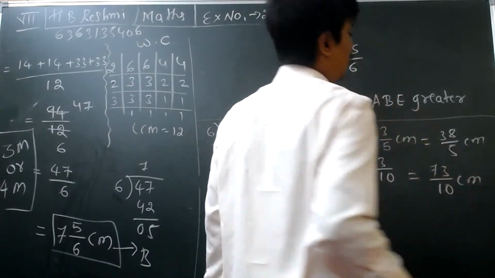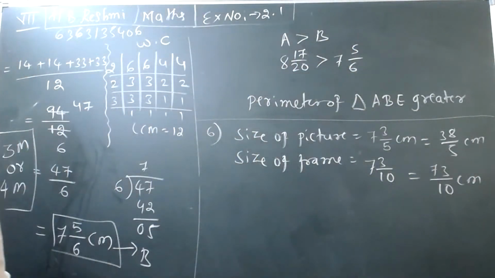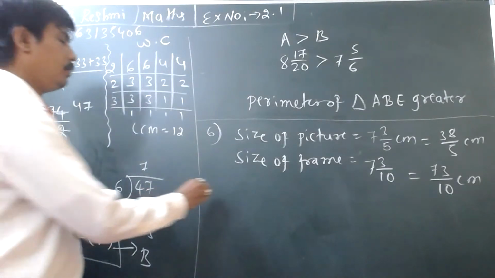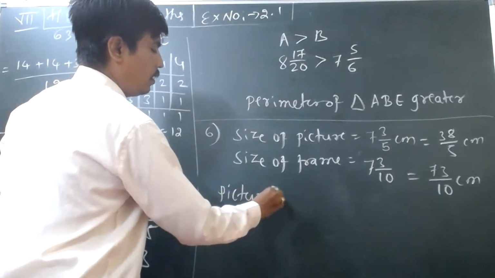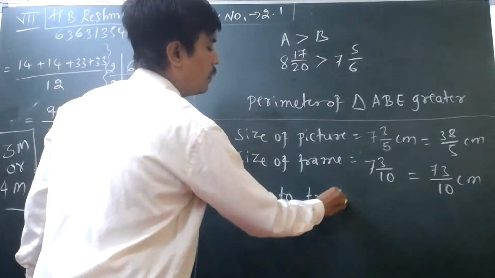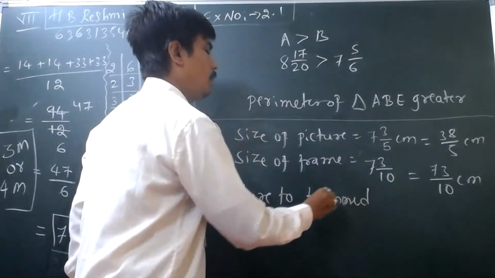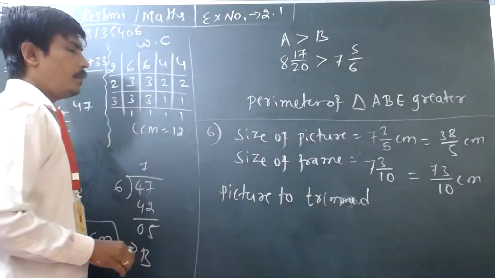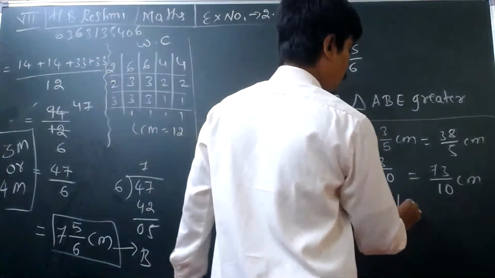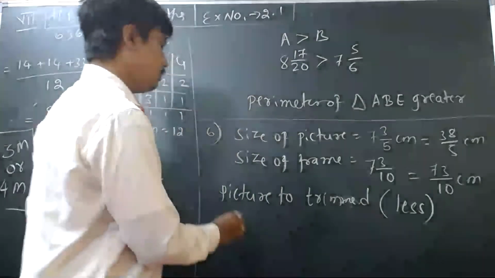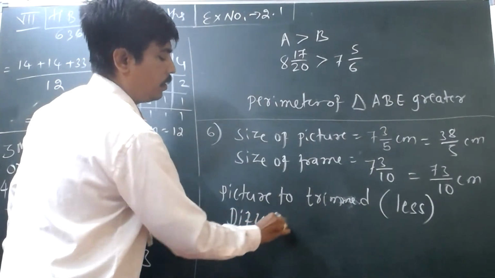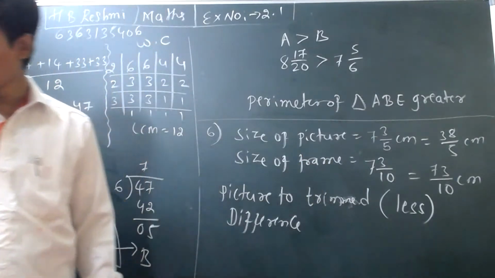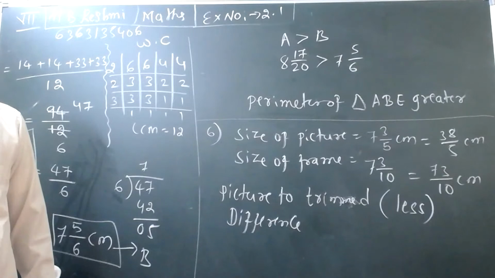Centimeter. Now what do we have to do with the trimmed? Trimmed means we have to make it less. What do they use with the word trimmed? Picture to be trimmed means we have to make it less. Less means what? Difference. So we have to do the minus.